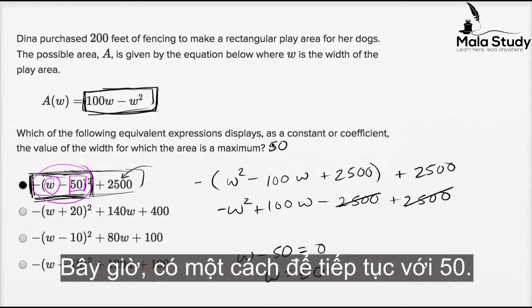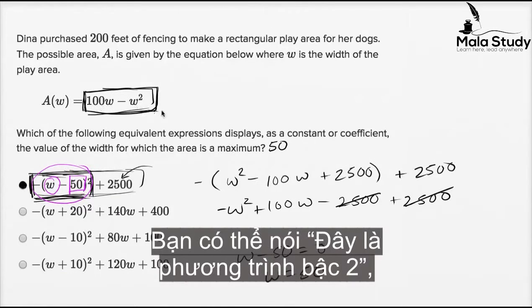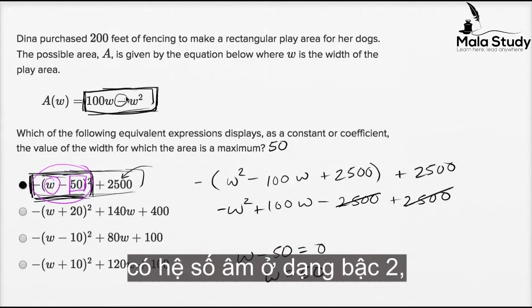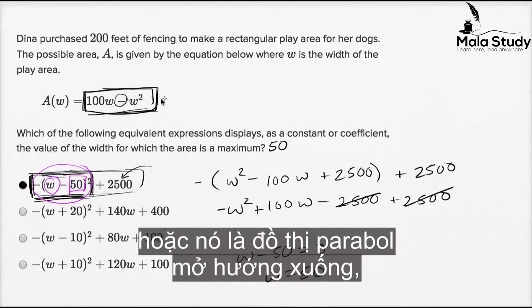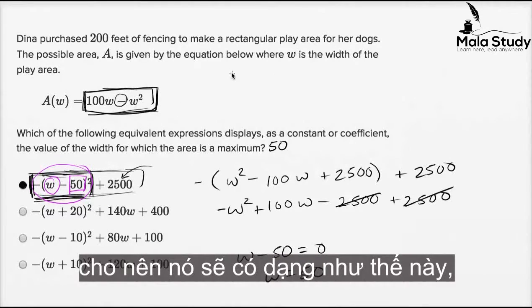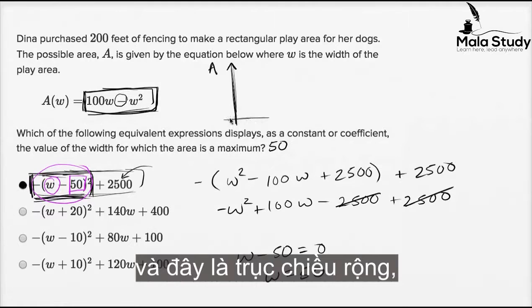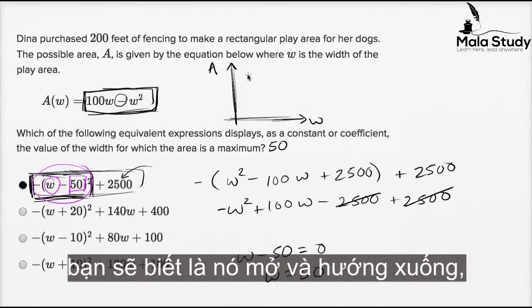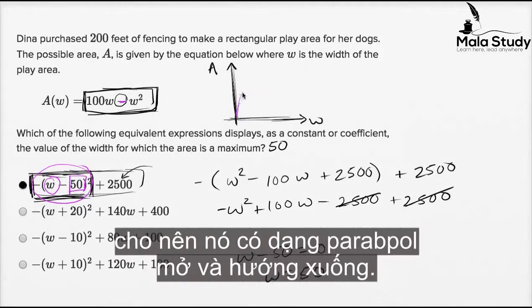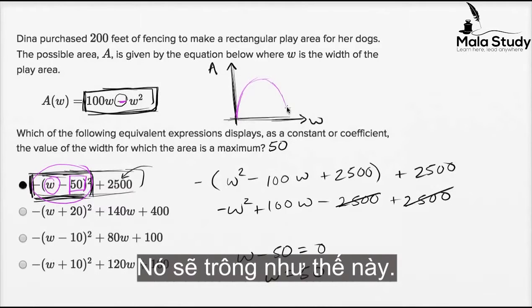Now there's other ways to come up with the 50. You could say, look, this thing right over here, it's a quadratic. It's got a negative coefficient on the quadratic term, or on the second degree term. So it's going to be a downward opening parabola. So it might look something like this, where if this is the a-axis, the area axis, and this right over here is the width axis, you would know that this is going to be downward opening because it has this negative right over here. It's going to look like this.